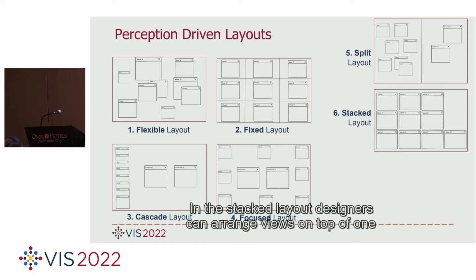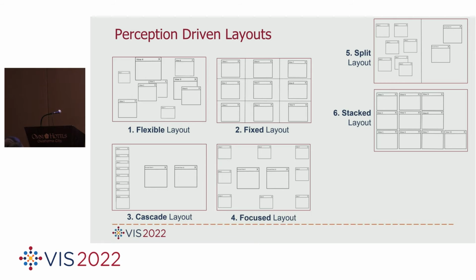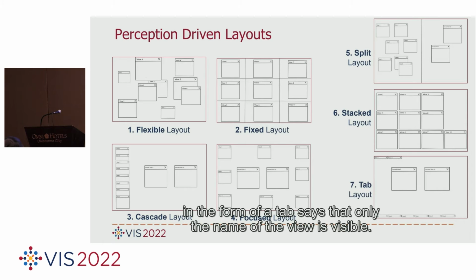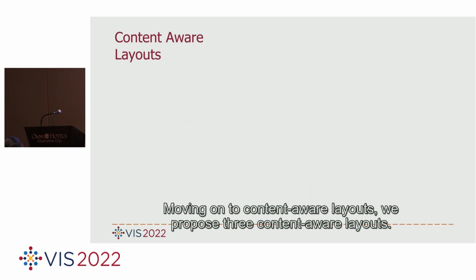In the stacked layout, designers can arrange views on top of one another as they are sequentially displayed in the viewing space. Lastly, evident by its name, the tab layout entirely minimizes views in the form of a tab such that only the name of the view is visible. Moving on to content-aware layouts, we propose 3 content-aware layouts.